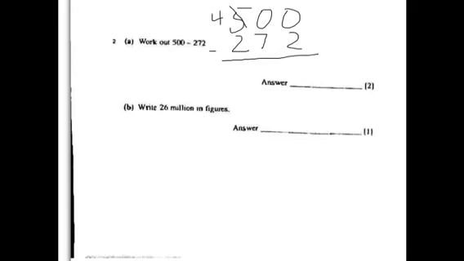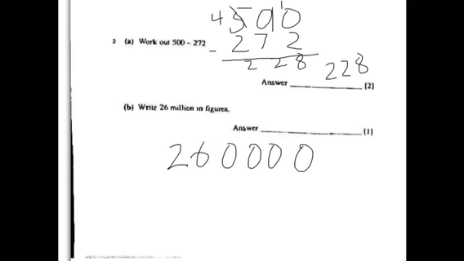That will leave that as 4. We need to continue to borrow, so that's going to be 9, and that will become 10. So 2 from 10 leaves you with 8. 7 from 9 leaves you with 2. And 2 from 4 leaves you with 2, giving you an answer of 228. 26 million in figures. Well, we have 26 and then 1, 2, 3, 1, 2, 3. So 26 million, so we have a 26 and 6 zeros.